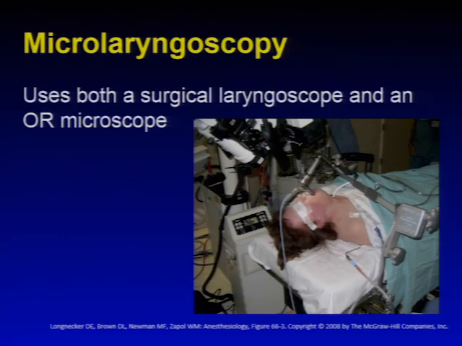Microlaryngoscopy is a technique that uses both a surgical laryngoscope and an operating room microscope in order to deal with vocal cord disorders.